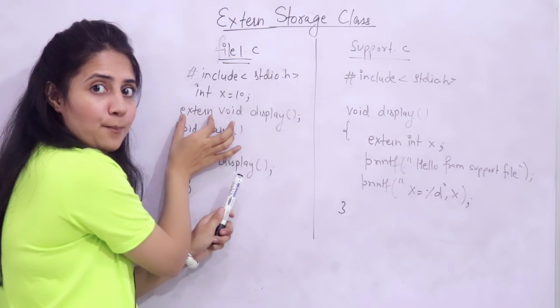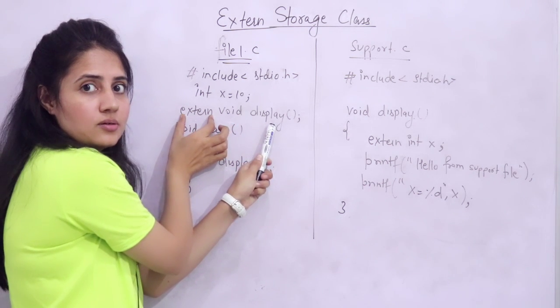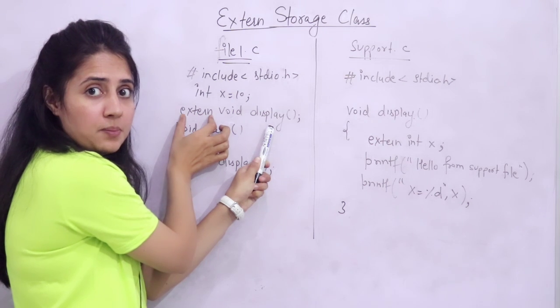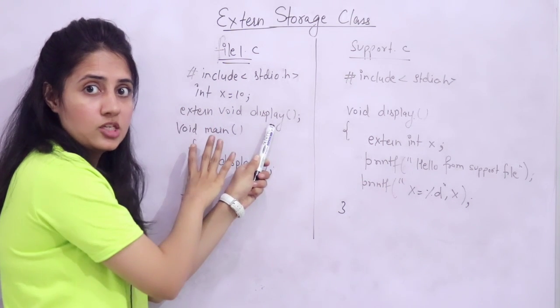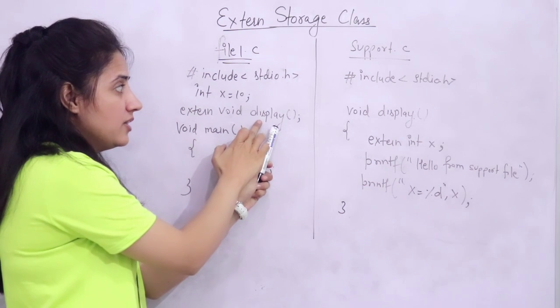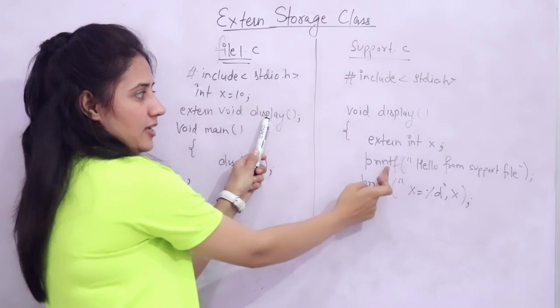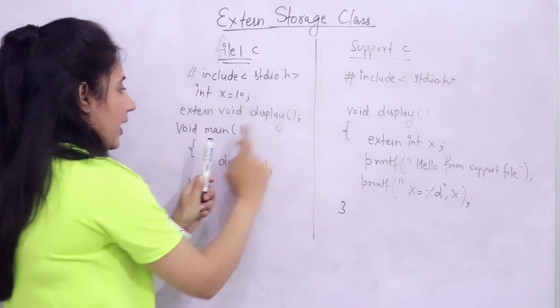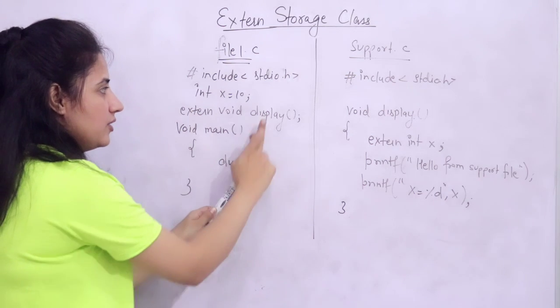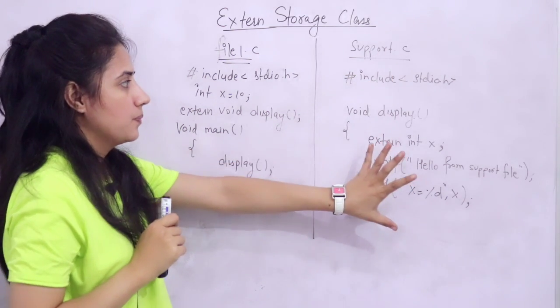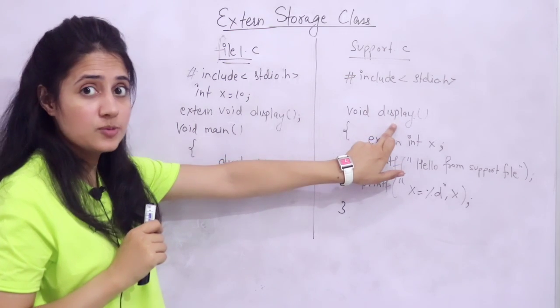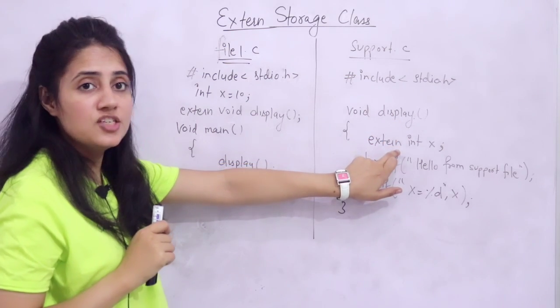We are telling the compiler that this function has been defined maybe in another file or in another block, not within this block. See, we have defined this function in another file here, and in main we are just calling this function display, right? Now in support.c we have defined this function display.